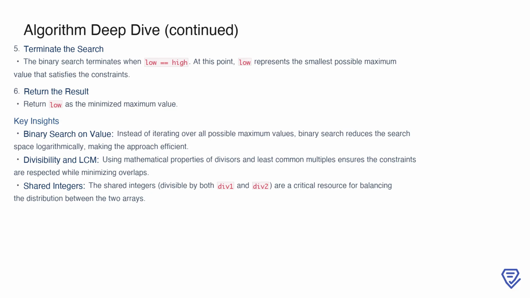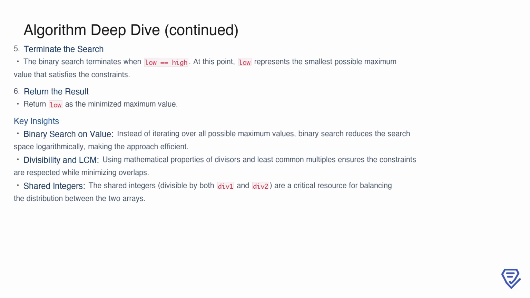The algorithm relies on several insights to achieve efficiency. By using binary search on the maximum value, we avoid the need to iterate through all possible values. The use of mathematical properties like divisibility and least common multiples ensures that we allocate integers correctly while avoiding unnecessary overlap.